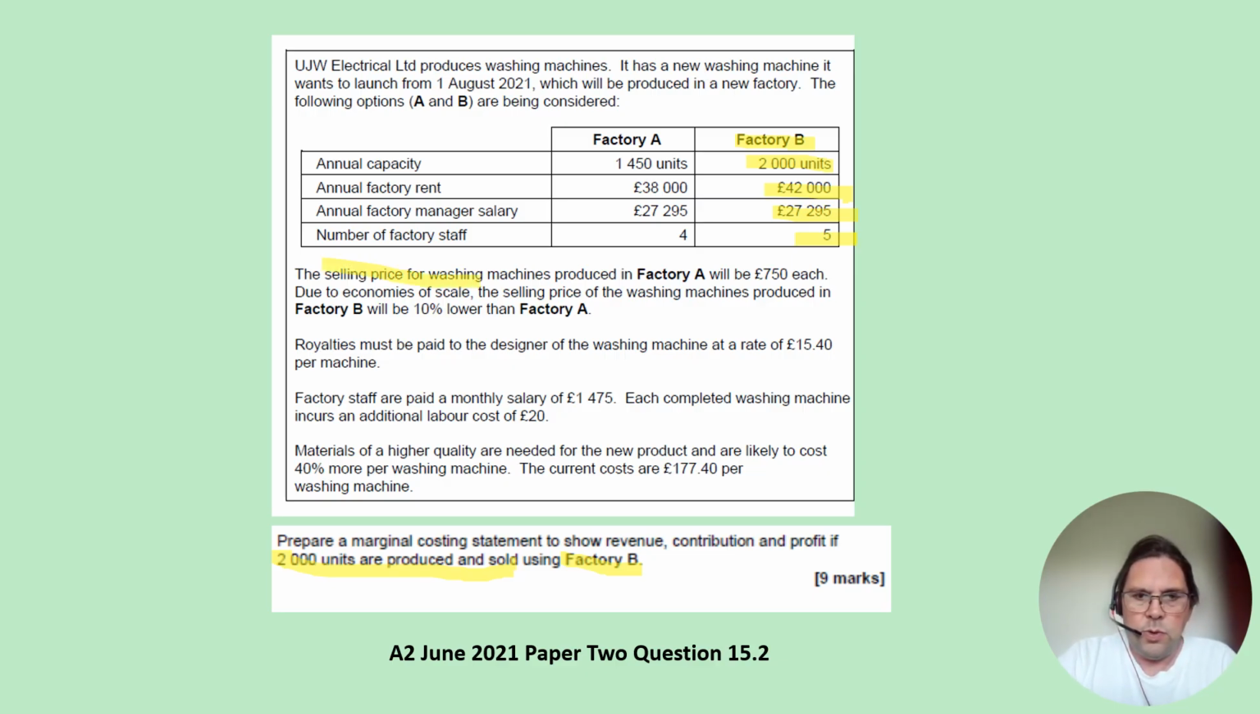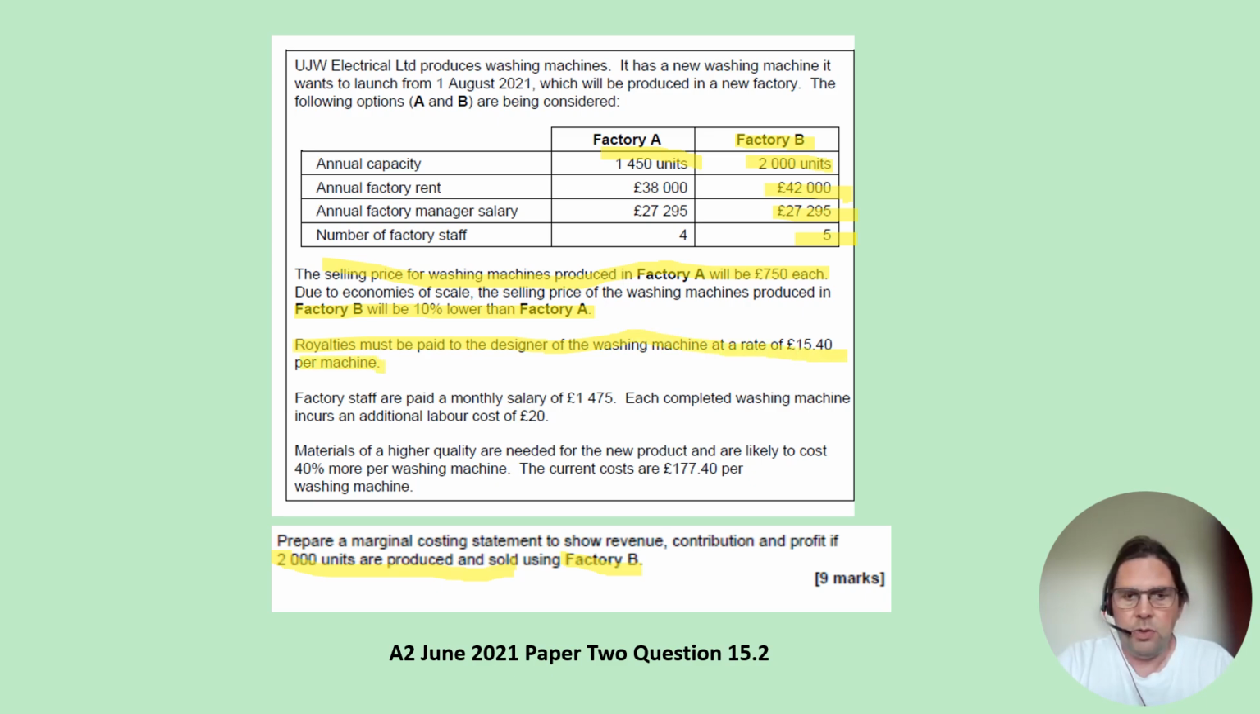The selling price for the washing machines will be £750 each in factory A. Due to economies of scale, the selling price produced in B will be 10% lower. So obviously they're producing 550 more units than factory A, which means they're producing larger volumes. So we'll take 10% off that. Working out the new selling price, £675, will be one method mark. So you still need to do your workings to get to the figure. You need to go 750 times 0.9, whichever way you would reduce it by 10%, and you would gain that mark.